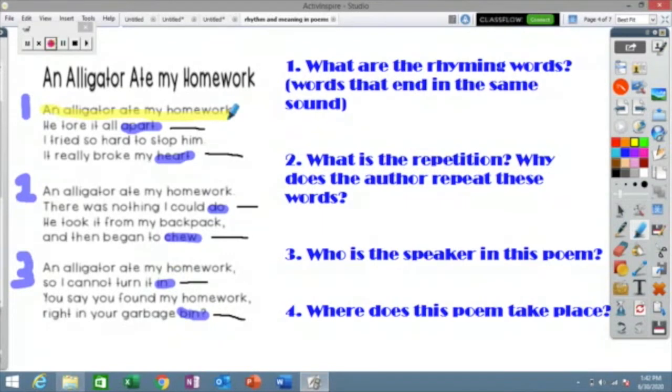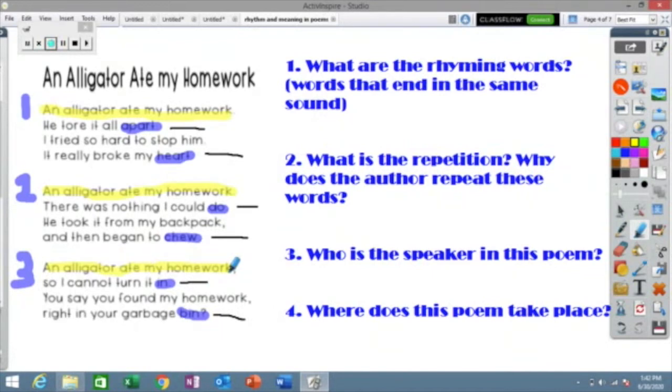Yes, I do too. In stanza 1, it's the first line. Stanza 2, it's the first line. And in stanza 3, it's the first line. Why did the author repeat these words?